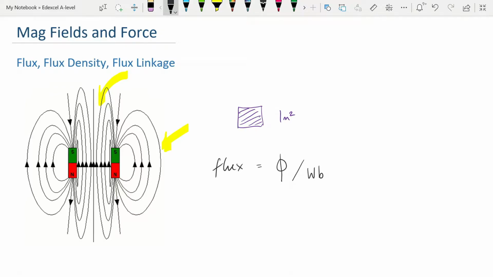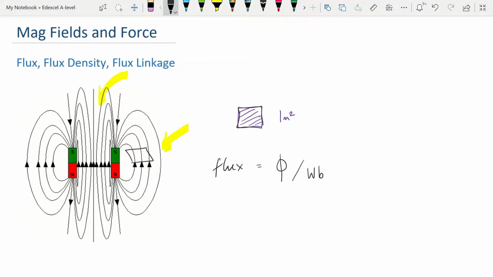Now again, we very rarely use flux just by itself. Instead, we use it to determine the magnetic field strength, or what's known as the flux density. So if you imagine a square, like I've drawn here, of 1 meter squared. Obviously this is not 1 meter squared, it represents 1 meter squared. We're going to take this area and we're going to move it into these sections of the magnetic field.